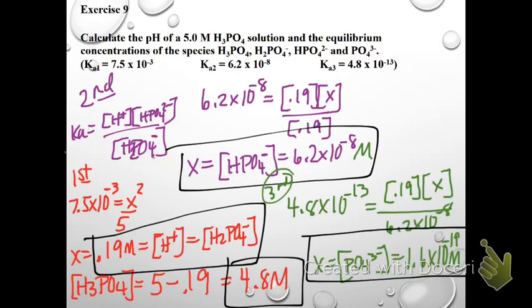It says calculate the pH too. Yes. That's the last step. Calculate the pH, or was it the first step actually? pH, negative log of 0.19. Two significant figures there, so we need two decimal places. So your pH is equal to 0.712.